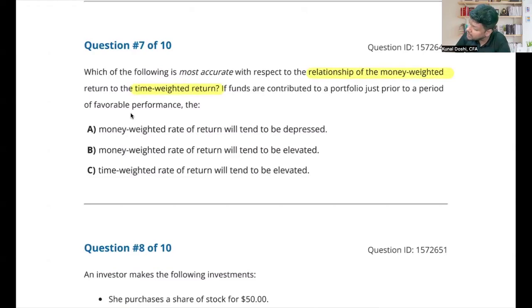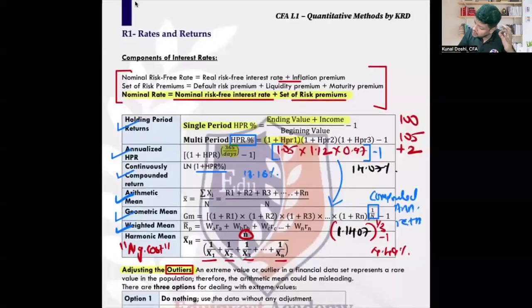If the funds are contributed to the portfolio just prior to a period of favorable performance. See, when you put in the funds, there is an inflow and outflow. If there is an inflow and outflow, who gets affected, money weighted or time weighted? We learned it in the notes. Who is sensitive to cash inflow outflow decisions, guys? You have the notes with you, everyone. Money weighted. See, check in the notes. Who is sensitive to cash inflow outflow decisions?